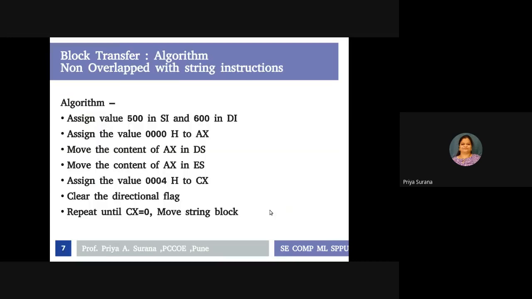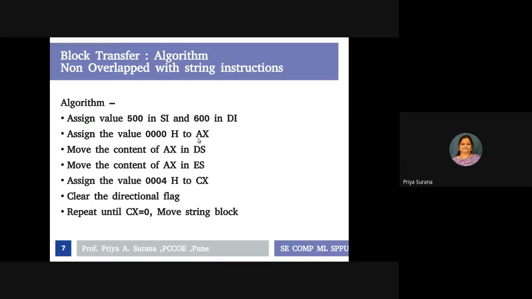Now we are supposed to check the algorithm points first. Assign the value 500 in SI. Here SI and DI are used as the source index and destination index. So the source will start at location 500, and the destination will start at location 600.